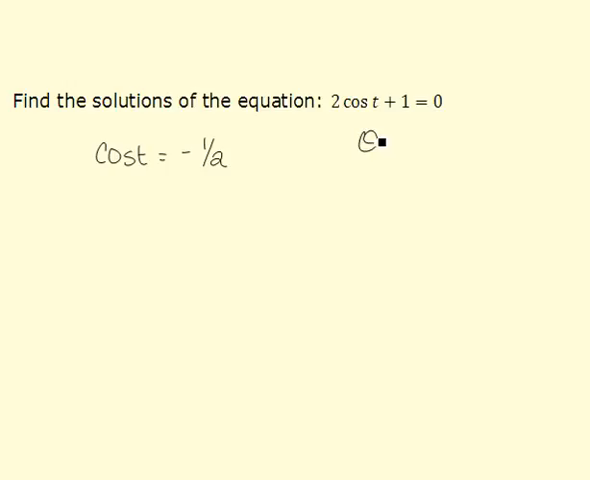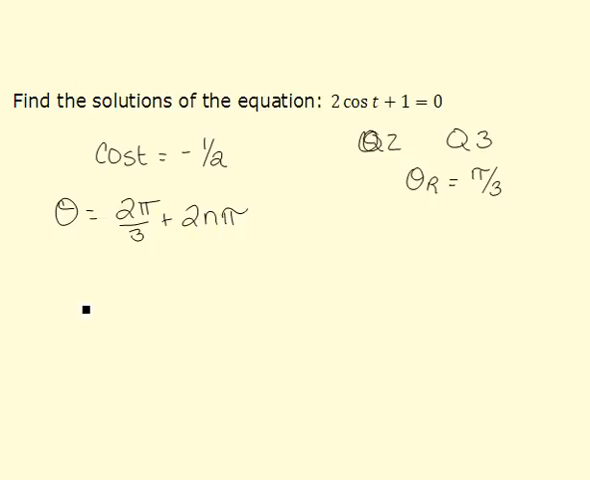Therefore, we know that we are looking for either quadrant 2 angles or quadrant 3 angles that have a reference angle that produces cosine of that angle to be equal to 1/2. We know that that is at 60 degrees or pi over 3. Therefore, our quadrant 2 angle would be given by 2 pi over 3, and then adding on the period of cosine. Our second value would be in quadrant 3, and our quadrant 3 angle with the reference angle of pi over 3 is 4 pi over 3, adding on the period of cosine.